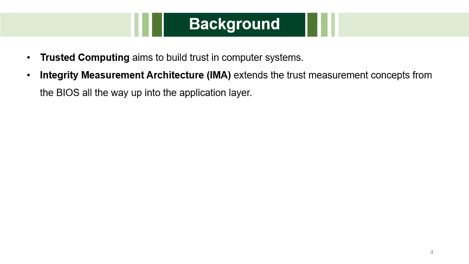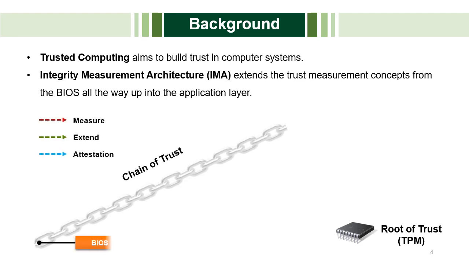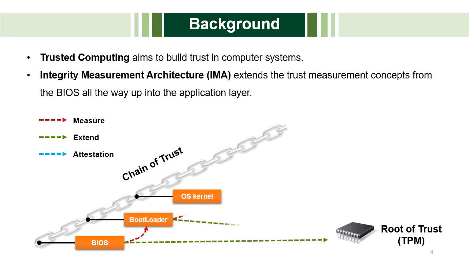First, let me introduce the trusted computing technology and integrity measurement architecture. Trusted computing aims to build trust in computer systems. It uses a hardware TPM chip as the root of trust. TPM is short for Trusted Platform Module. Then it establishes a chain of trust, which measures components layer by layer during the system boots, from BIOS to bootloader to OS kernel.